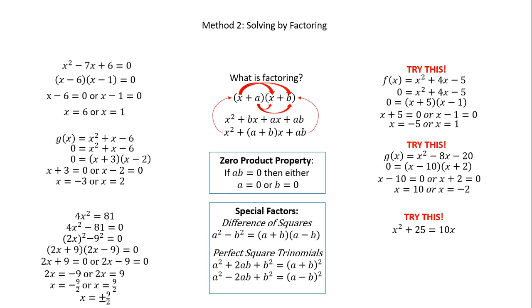Apparently my pause went in the wrong place there. All right, so try this one. X squared plus 25 equals 10x. So you're going to set it equal to 0 and then factor. So go ahead and pause, and then when you're ready, push play again.